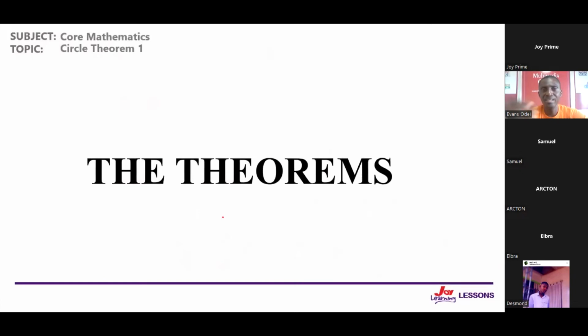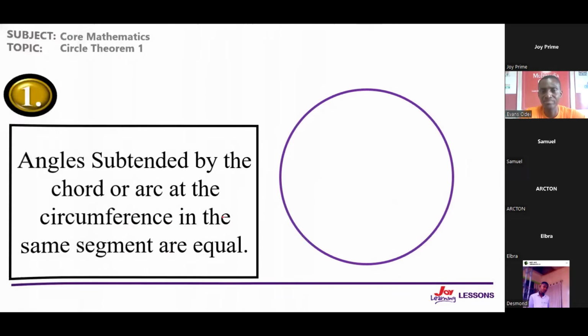What are circle theorems? We have a number of them. We'll not be able to finish all today, but at least we'll go far so that our next meeting will be able to kill everything that has to do with circle theorems. Theorem number one.